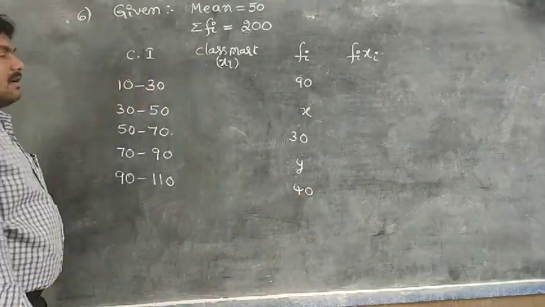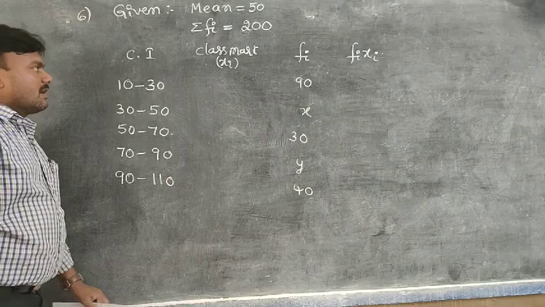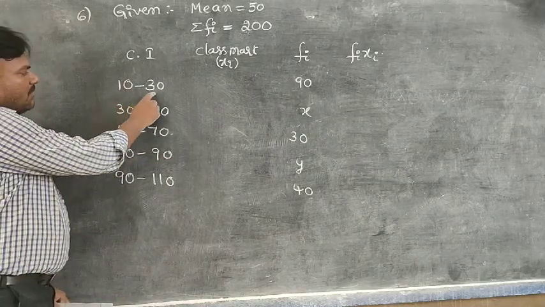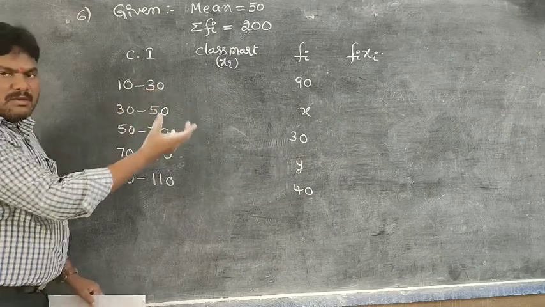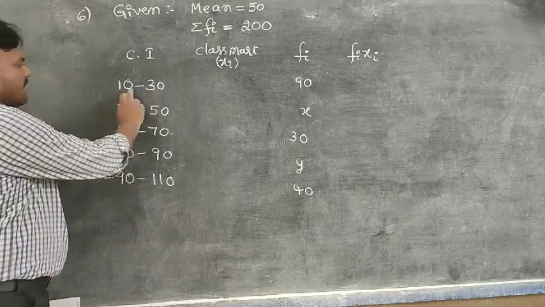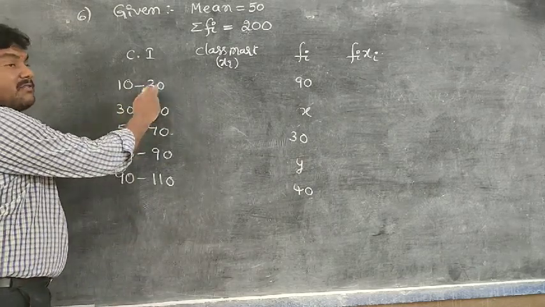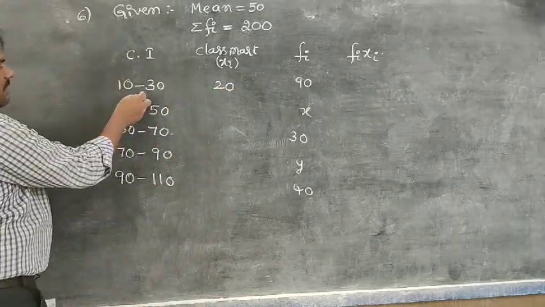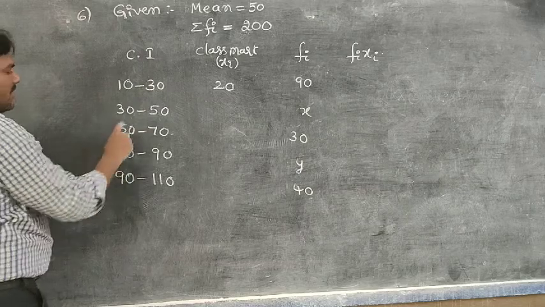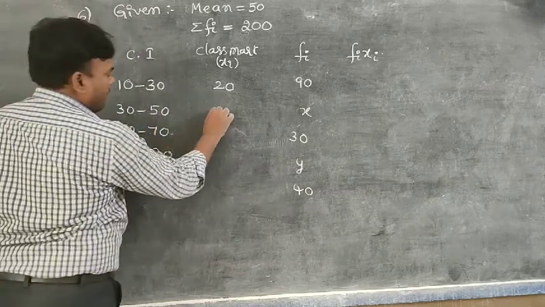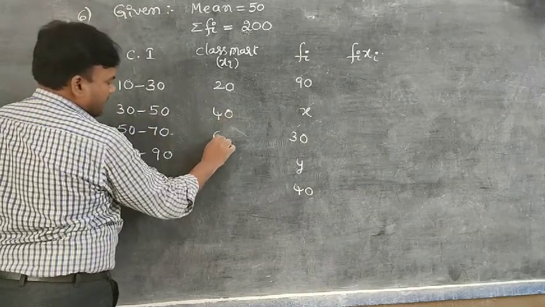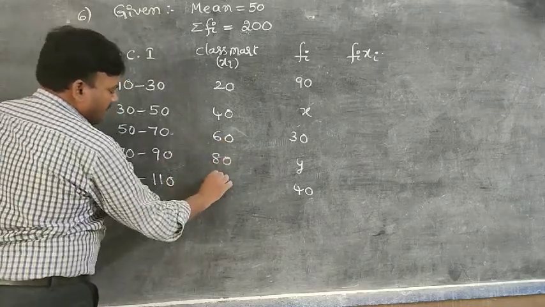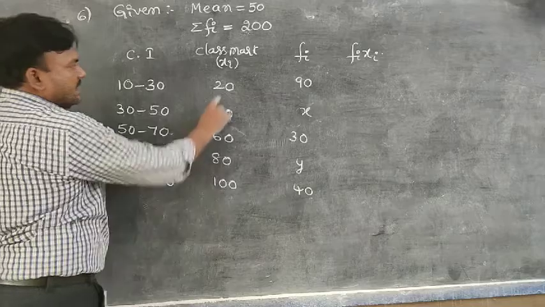Right, finding the class marks. How to find a class mark? It is simply the average of the lower and upper limits. So that is 10 plus 30, it becomes 40, 40 by 2 nothing but 20. So 20 is the mid value of 10 to 30. Again, 30 to 50 is 40. Next 60, and here 80. Next 100. These are the xi values.